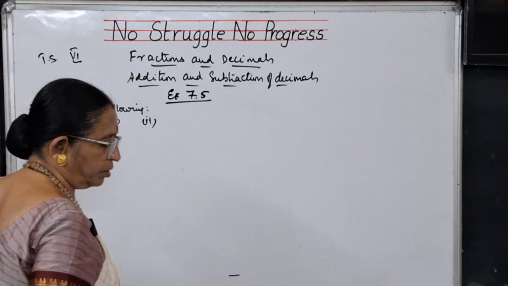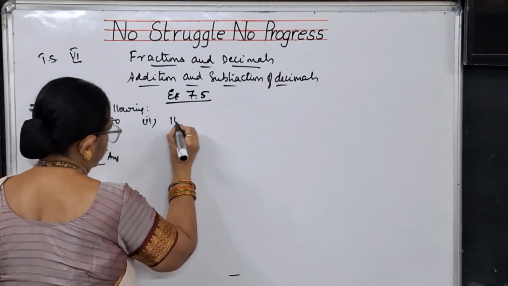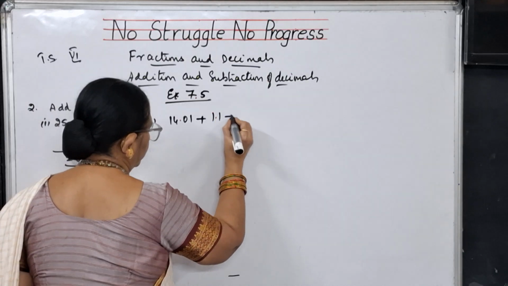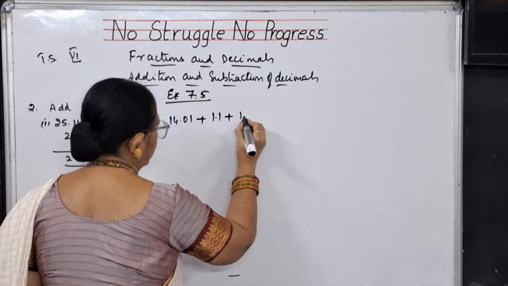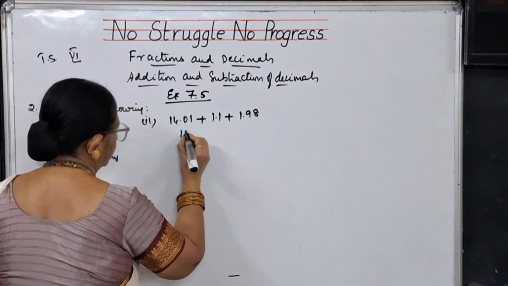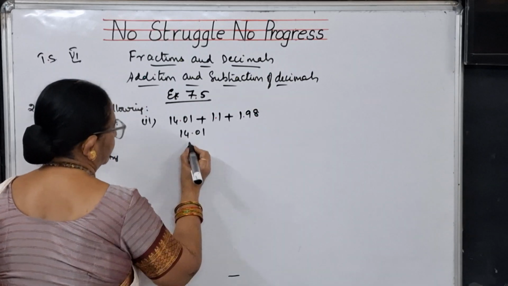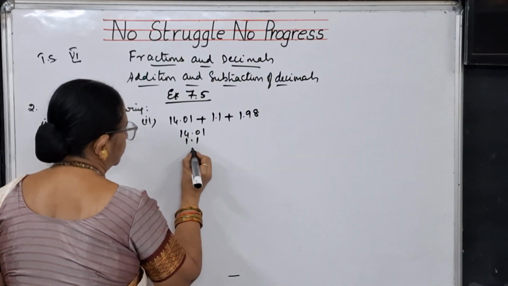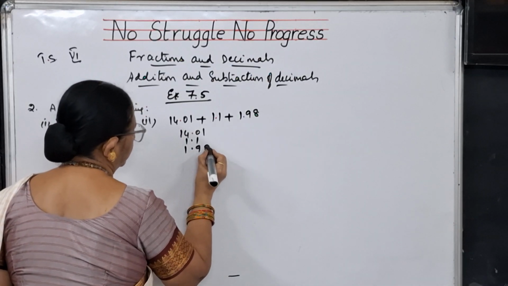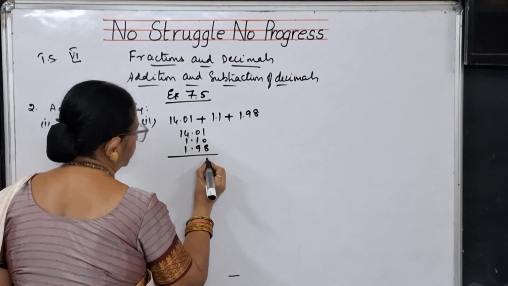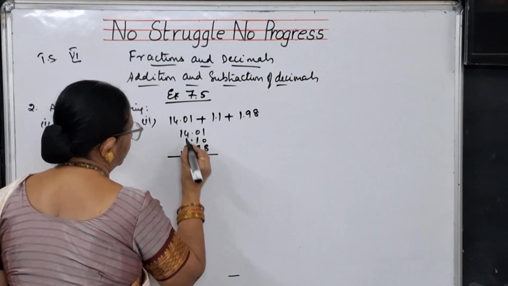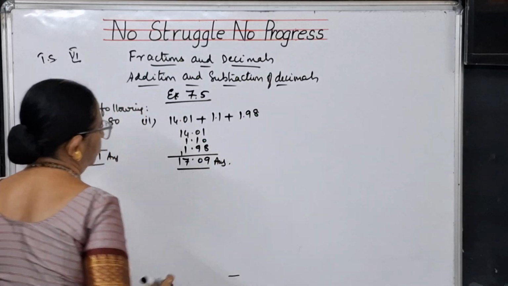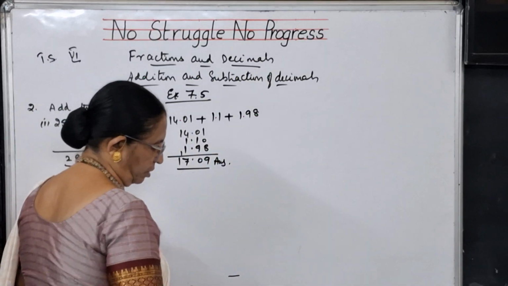And second bit, 14.01 plus 1.1 plus 1.98. So 14.01, decimal, 1 here, 1.1 again decimal, 1.98. So here you can keep 0. So 8 plus 1, 9, 9 plus 1, 10, 4 plus 3, 7 and 1. 17.09 is the answer. Next, third one.